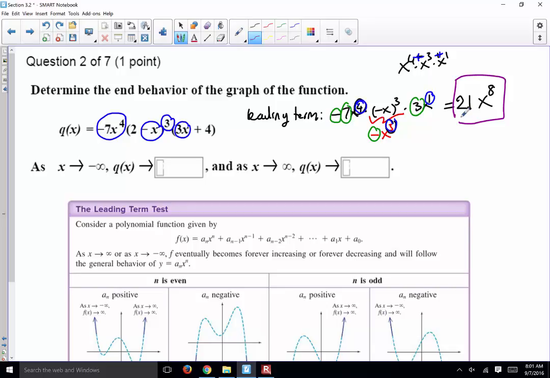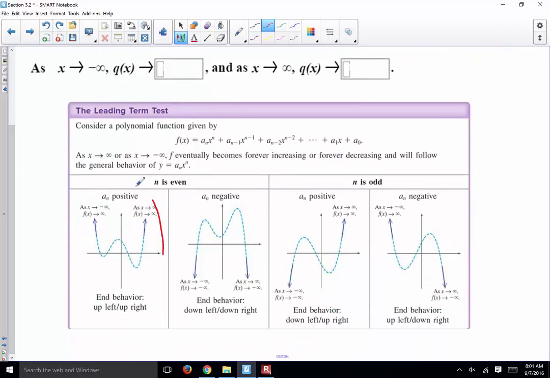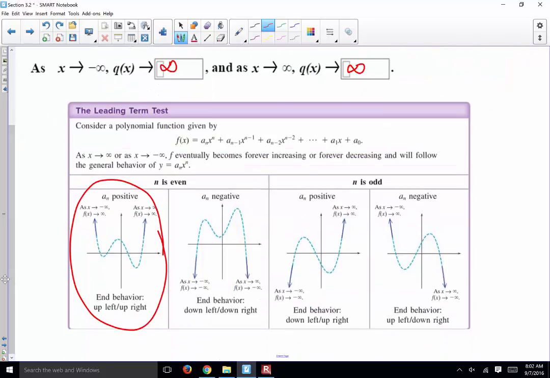And do you have an answer? What kind of shape is 8 power is? This is an even number. Even, positive. What is the case with even and positive? Both up. Infinity, infinity, that's it. You see, our initial guess is wrong. If you go with this, this says down. Both down, right? You would get the wrong answer.